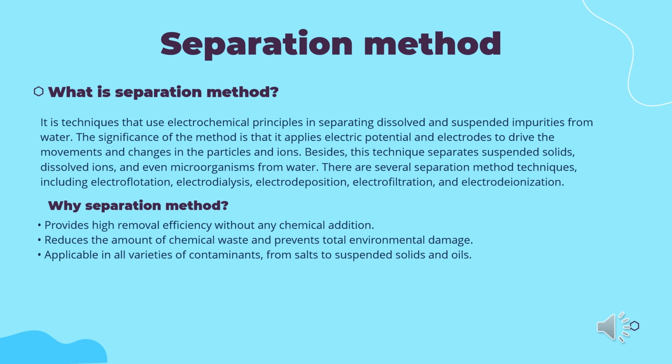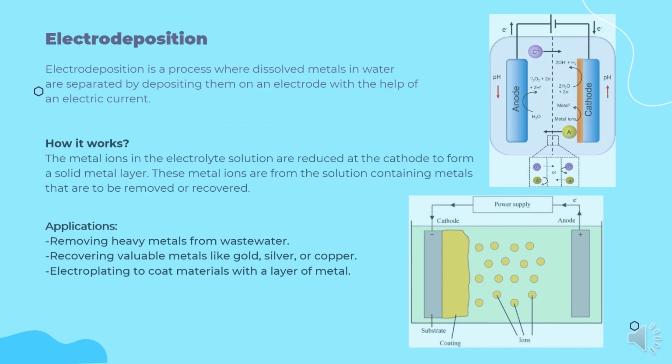Why do we need to use the separation method? It provides high removal efficiency without any chemical addition. It reduces the amount of chemical waste and prevents environmental damage, and is applicable to all varieties of contaminants, from salts to suspended solids and oils. So now, I will focus more on electrodeposition.